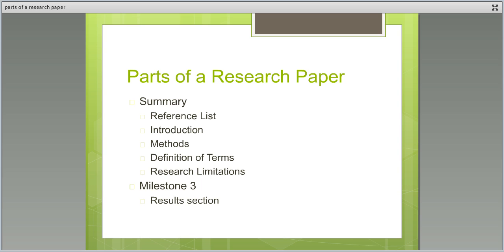So to summarize, we talked about the reference list, and again, that's something that's going to be found in all of your milestones and of course your final paper. And we talked about the milestone 2 pieces, which are the introduction, methods, definition of terms, and research limitations. Next week, I will put up a video for milestone 3, which includes the results section and figures.